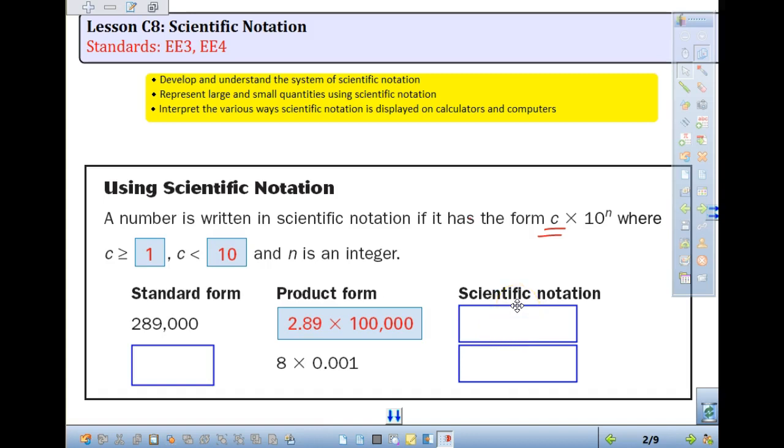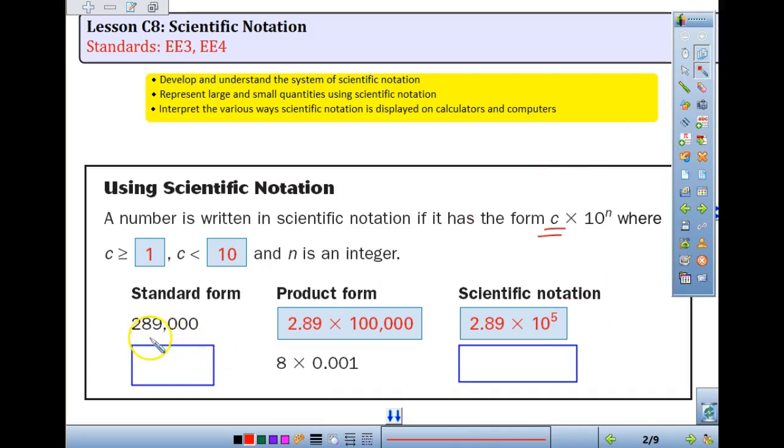So, if we are writing this, you're putting this up here, not down there. 2.89 times 100,000 would still be 2.89, but now we're going to write it times 10 to the 5th power. And as you look at this, we want our decimal here, we move back, and we're counting how many places.